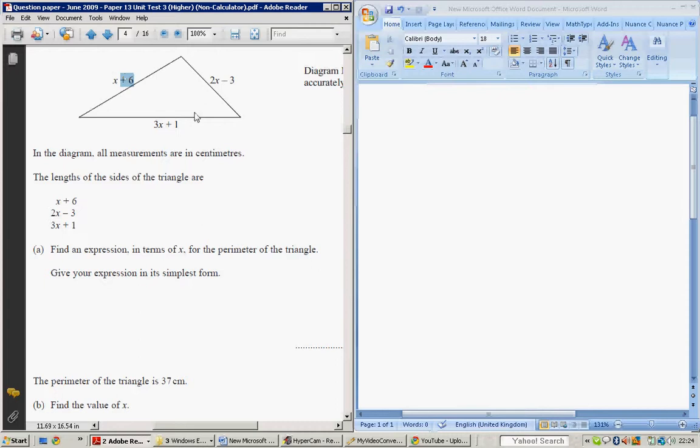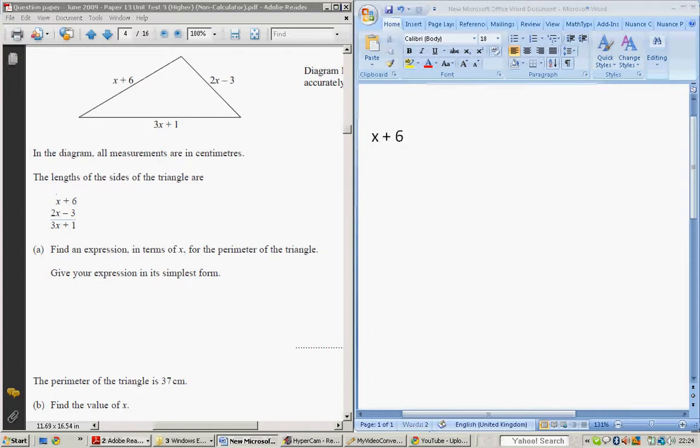To find the perimeter of a triangle, you can think of a perimeter fence around a prison or a field that you want to enclose. The perimeter is the edge that goes around a triangle. So we simply have to add up the length of one line of the triangle, the length of another line, and the length of the third line, which are given to us very handily here: x plus 6, 2x minus 3, and 3x plus 1. We simply have to add those three up and write it in its simplest form.